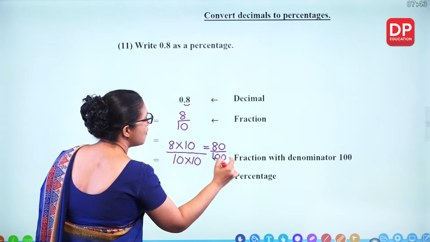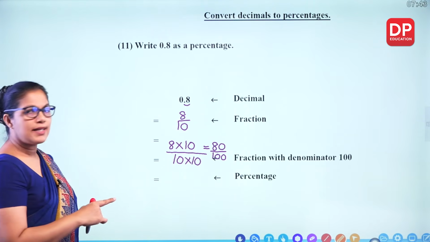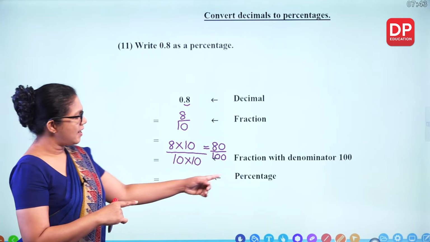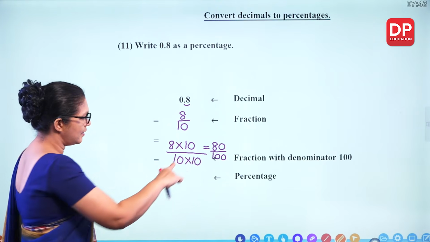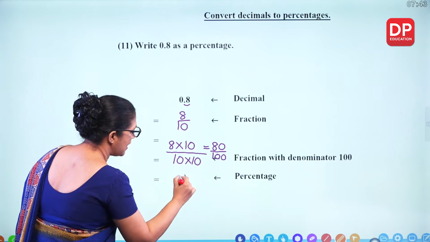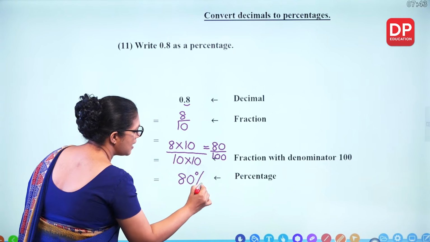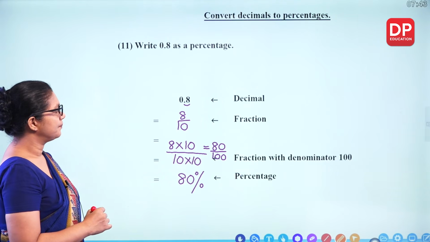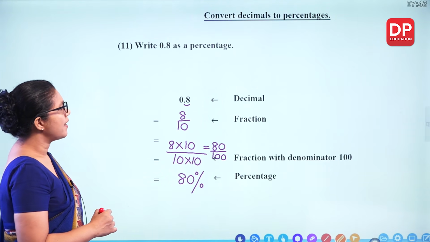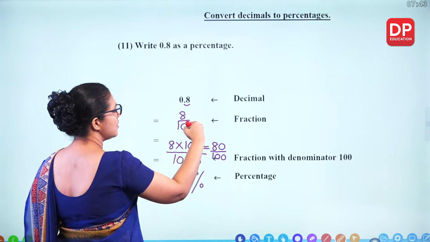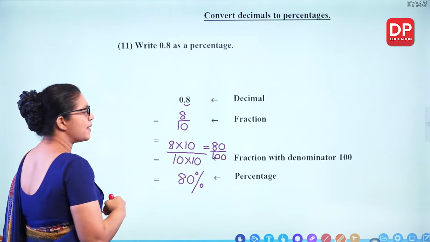80/100 as a fraction with denominator 100. And then what's the percentage value? You can look at this and say this is 80%. So you can convert decimal to fraction, fraction to percentages.